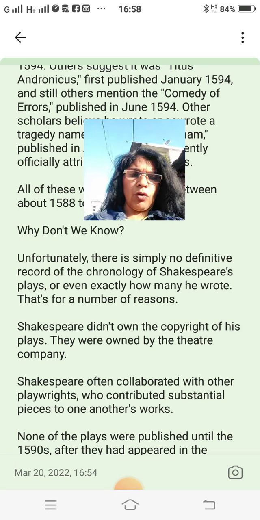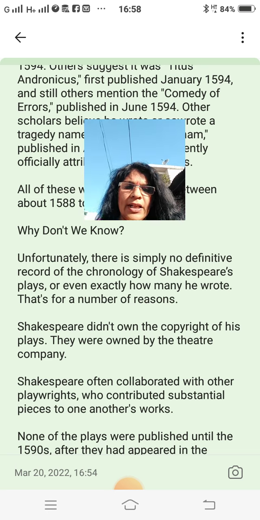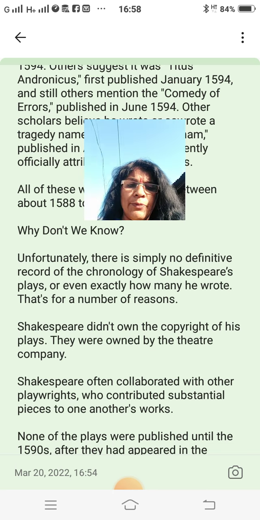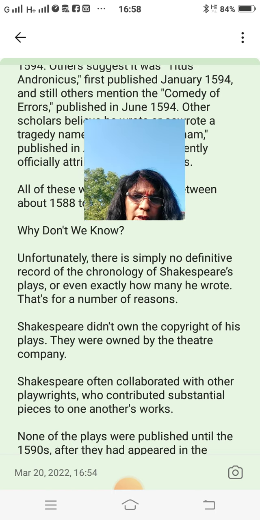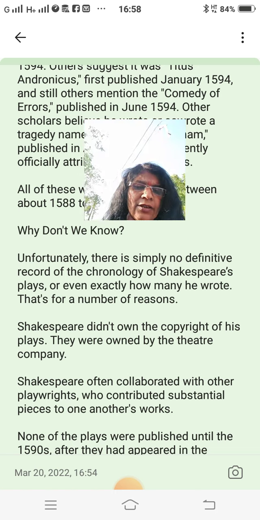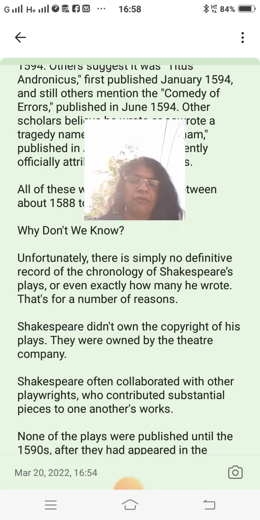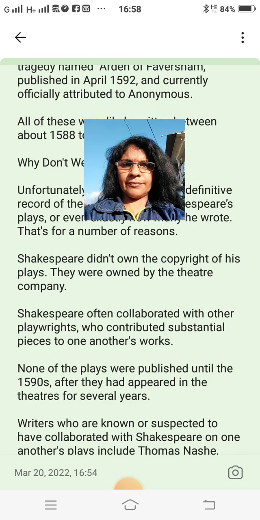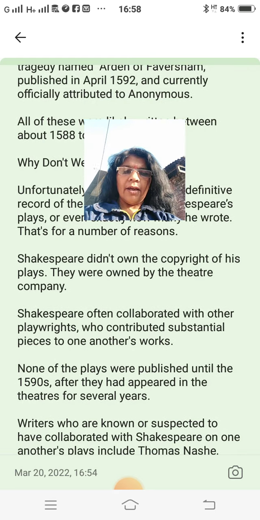Shakespeare often collaborated with other playwrights who contributed substantial pieces to one another's works. None of the plays were published until the 1590s, after they had appeared in the theatre for several years.